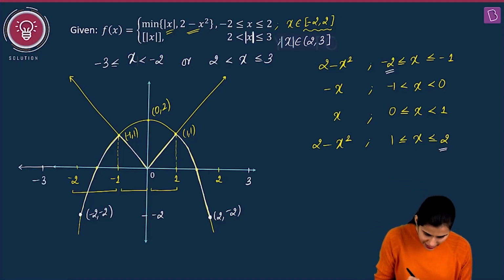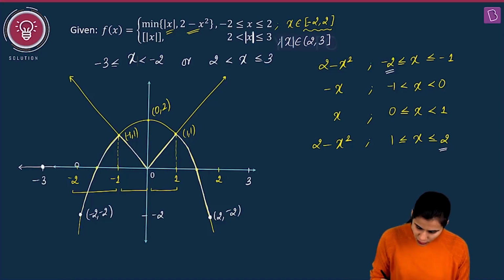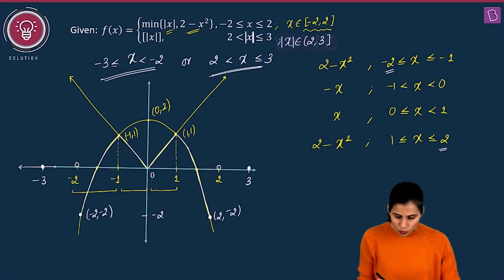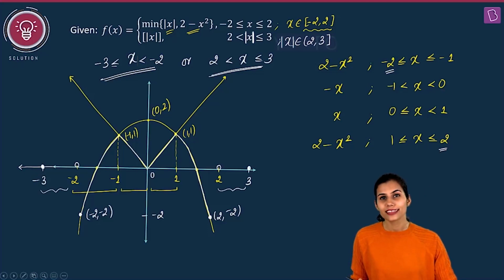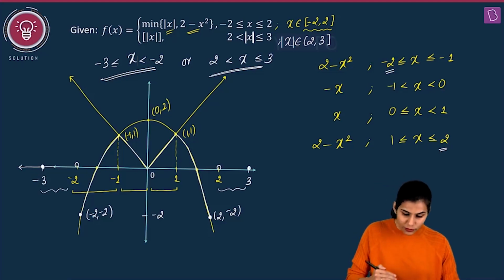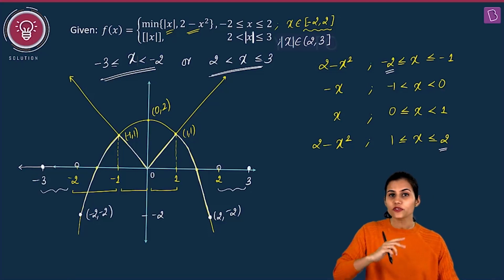Fine. So -3 is included, -2 is excluded. Here, again, 2 is excluded, 3 is included. Can you see this? X belongs here. Mod x belongs where? Can you tell me? Mod x will be from 2 to 3. Mod x will range from 2 to 3.